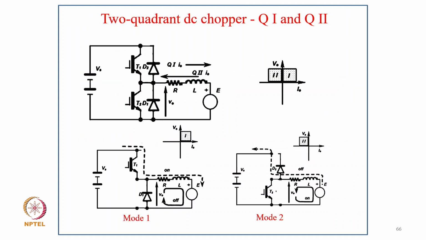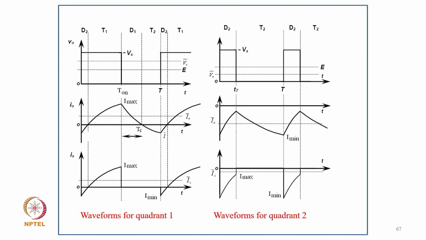And this is the two quadrant chopper, Q1, Q2, as shown in the quadrant operation. You can see how the positive or negative current goes with always the positive voltage. Two modes are shown here. In the first mode, when the switch is on, it is similar to a step down chopper, and in mode 2, when the lower switch is on, the current goes back to the source as shown here. That gives the second quadrant operation.